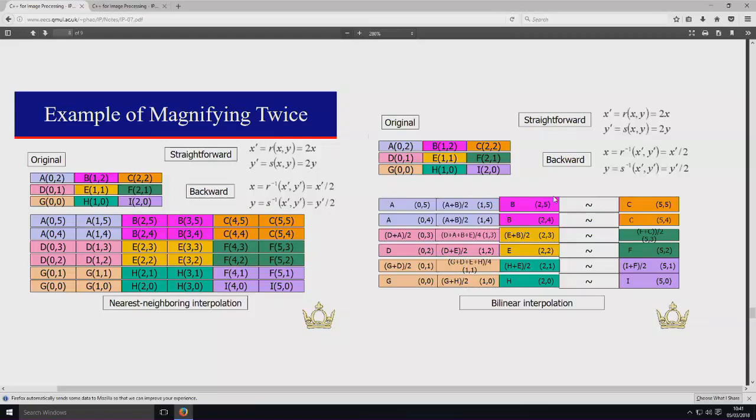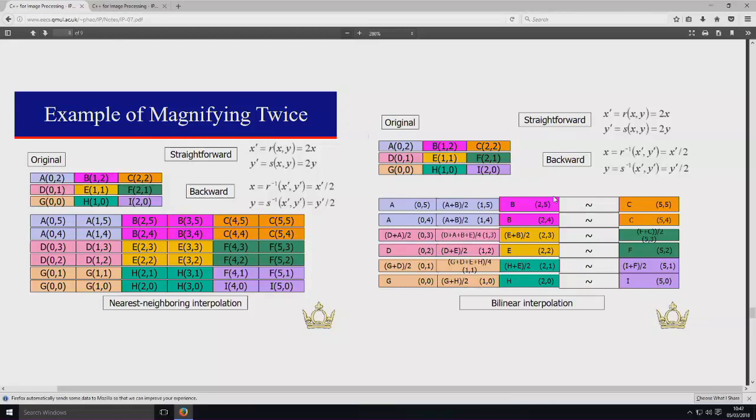This is only twice, but sometimes the magnifying factors are not integers. Sometimes we may have 1.14. In such cases, those coordinates are possibly not mapped to integer coordinates. We still use interpolation to find all the pixels. The interpolation can be nearest neighbor, which only finds the nearest pixel value to fill that. And we can also use bilinear interpolation, or bicubic.